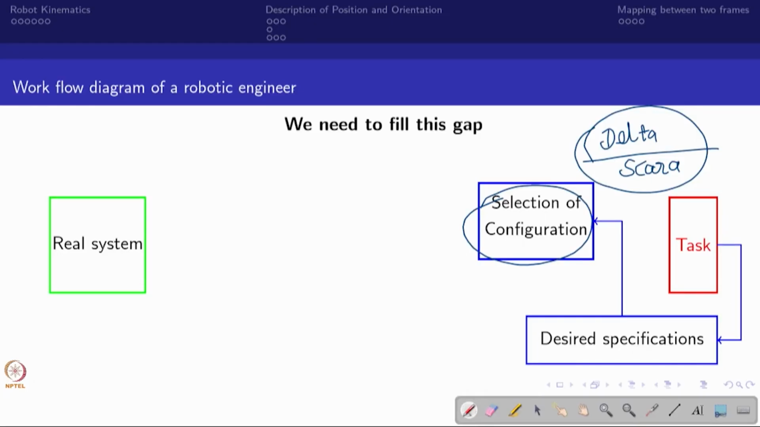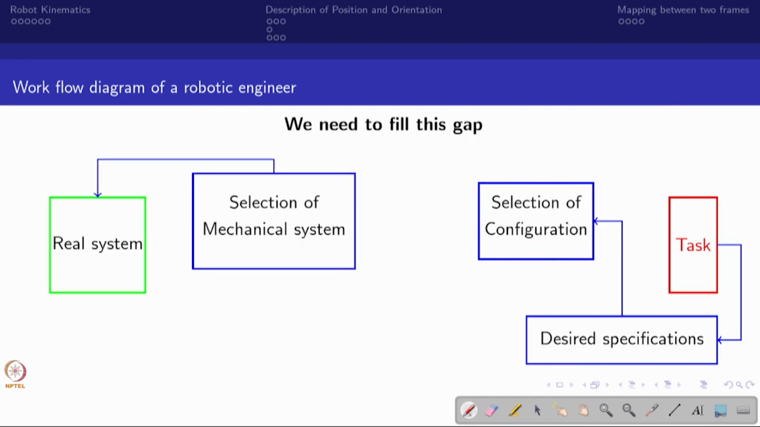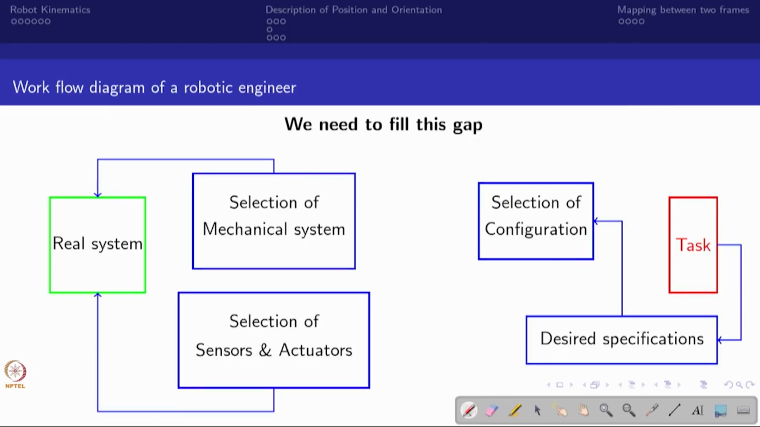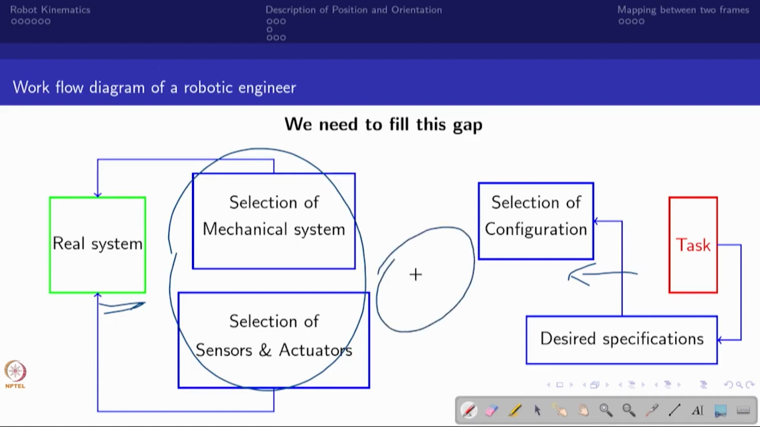So what one is supposed to know, you have to see from the real system. What are the two things that will come? One is selection of the mechanical system. The other is selection of actuators and sensors. These are the aspects that come from the real system, and the other comes from the task. Now these two things would be bridged by what we call system dynamics.